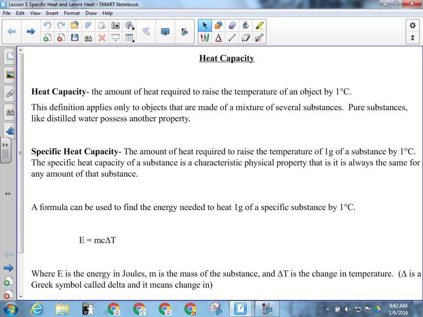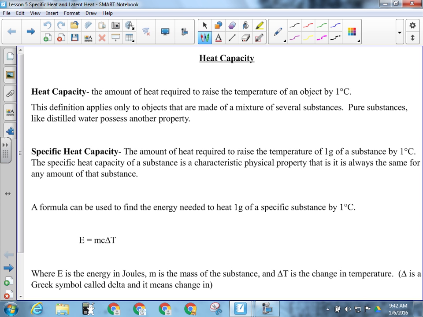If we're dealing with just a particular substance, then we deal with that substance's specific heat capacity because it's specific to it. If we're dealing with an object that's a mixture of many substances, then we have to deal with that object's heat capacity or average heat capacity. Most of the time we're going to be dealing with specific heat capacity. So that's the difference in these two definitions.